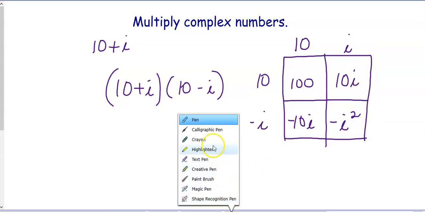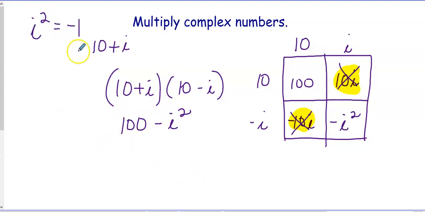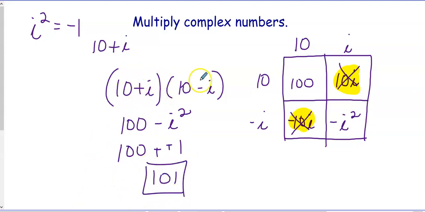So the first thing I see is these two things are opposites. They always, always, always cancel out. So when you multiply a complex number times its conjugate, you always have that middle term cancel out. So now what I'm left with is 100 minus i squared. Now what did we say i squared is? i squared equals negative 1. So this is 100 minus negative 1. That's 100 plus positive 1. So anytime you multiply a complex number and its conjugate, you are going to get just one number as your answer. You're not going to have an i in your answer.